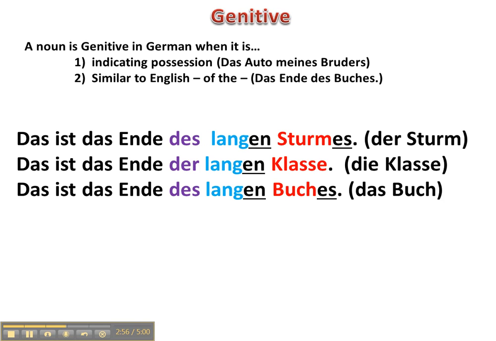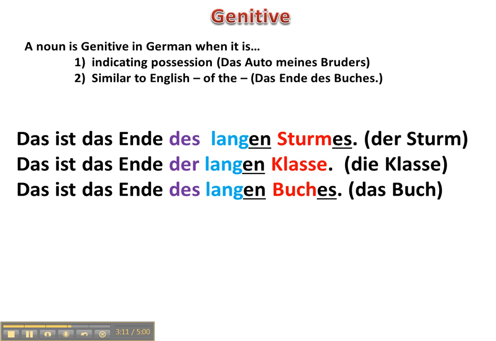The good news is the adjective endings are all en, just like they were in the dative. If you're at all unfamiliar with any of these cases, we have videos over each of these cases, and I would encourage you to probably look at that.